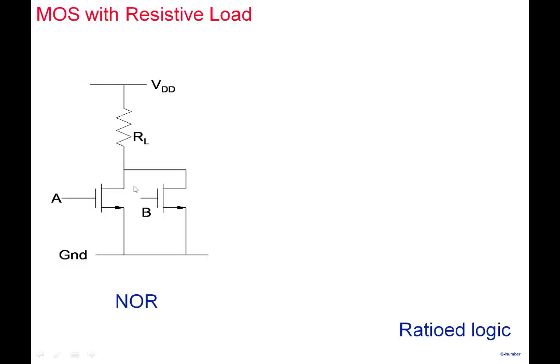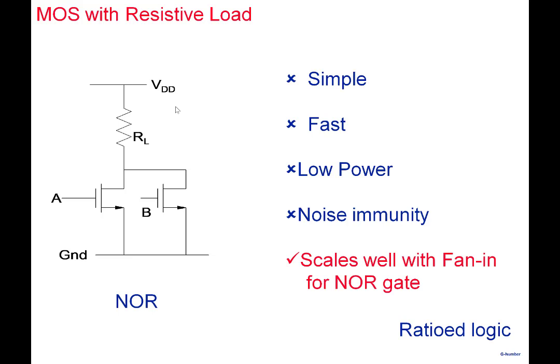All right, the other one that we saw earlier, so this is our fully complementary CMOS. This logic we had seen earlier with NMOS transistors and with the resistive load. And if we evaluate this along the dimensions that we just said, is it simple?